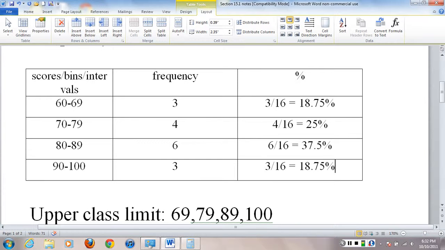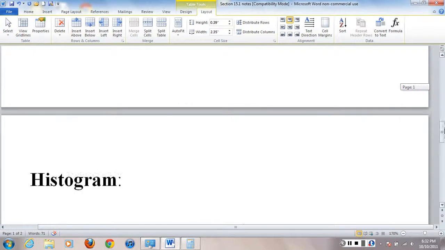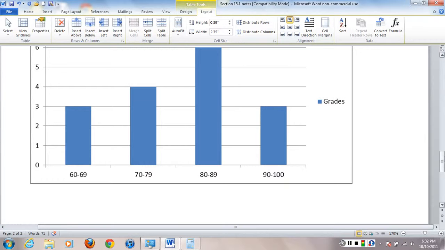So again, to review, whenever you have a frequency chart, you want to determine the proper size of the bins, the scores, whatever you want to call it. Again, my recommendation is between about 4 and maybe 7 bins or classes. Makes for a good amount, but you don't want just 1 or 2, and you don't want 1 bin for each individual score. The relative percentage you get, of course, by taking the frequency divided by the total number of scores.